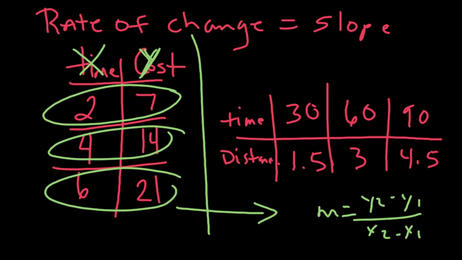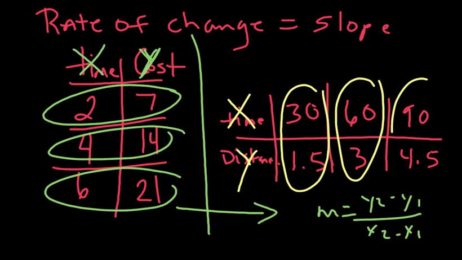Then, look at the second table. They ran it sideways. Anytime a table is sideways, the top thing is x, the bottom thing is y. So these are xy ordered pairs also. I could label those and put them in the formula and find the rate of change. It's just that simple.